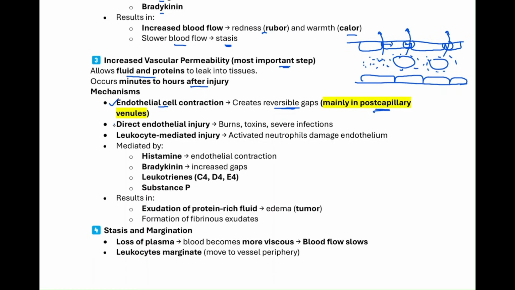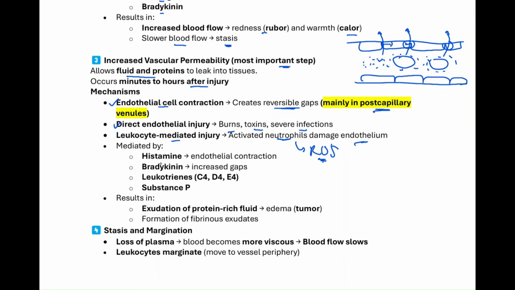That's one way. The other way is direct endothelial injury. For instance, in the case of burns, toxins, or severe infection, instead of contracting, the endothelial cells could be destroyed directly, and that will lead to post-capillary venular permeability. Next is leukocyte-mediated injury, whereby when the neutrophils are activated, they release reactive oxygen species, and those reactive oxygen species damage the endothelial cells, which will also lead to vascular permeability.